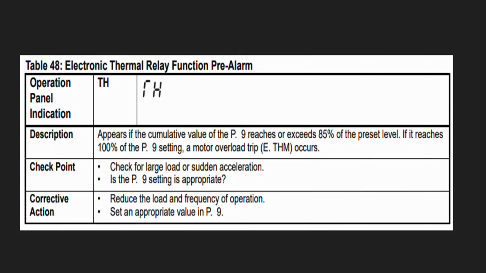So we need to check that there is no large load or sudden acceleration, and we need to check that the P9 setting is proper. We can reduce the frequency, we can reduce the load of the operation, and we can set the proper parameters in P9. It will help if we follow these few steps. It will help to resolve this error.